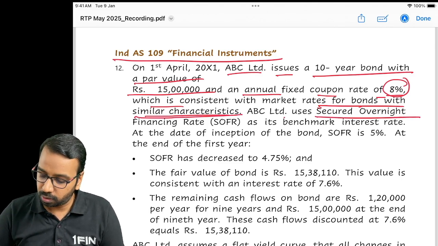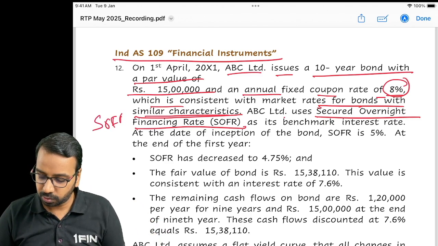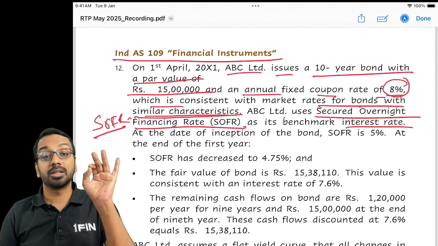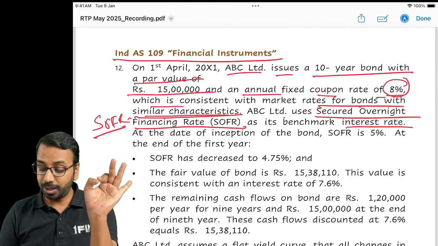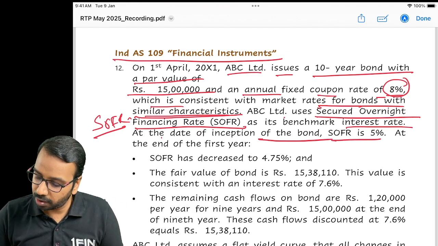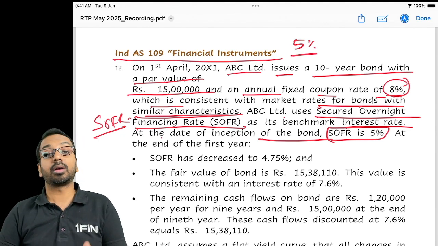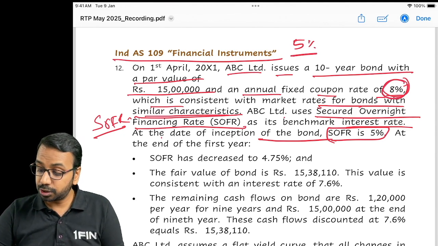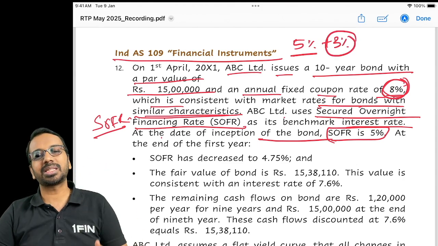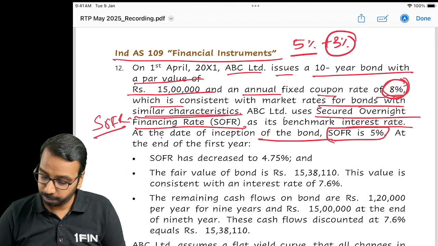ABC uses the secured overnight financing rate. Earlier we used to have LIBOR, now we don't have LIBOR, we have SOFR. LIBOR is discontinued as a benchmark interest rate. So it refers to SOFR, that is the market rate, to be 8%. That is the benchmark rate. At inception, SOFR is 5%. Means 5% is SOFR or the benchmark interest rate. We have issued at 8%, means plus 3%. This 3% is the entity specific component.